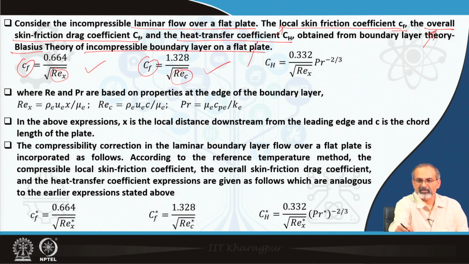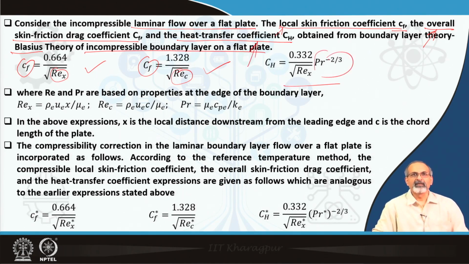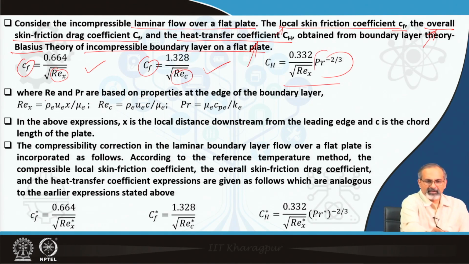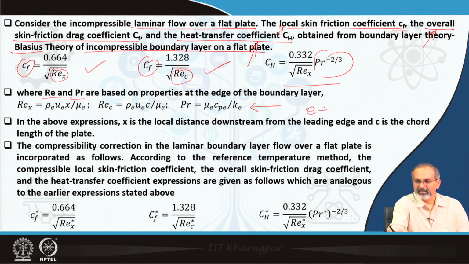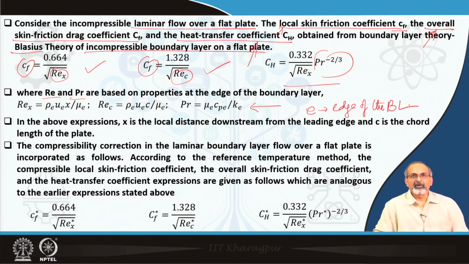And then of course, the heat transfer coefficient, which we indicate over here, where the Prandtl number connection also comes in additionally. And the Reynolds and Prandtl numbers are based on the properties at the edge of the boundary layer. That is another important detail that we have to keep in mind, where the subscript e stands for the edge of the boundary layer. In the above expressions, x is the local distance downstream of the leading edge, c is the chord.